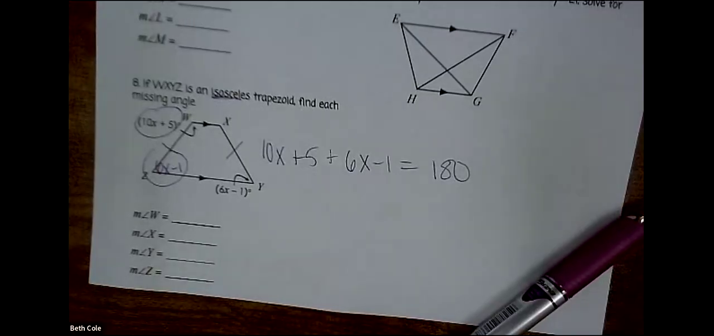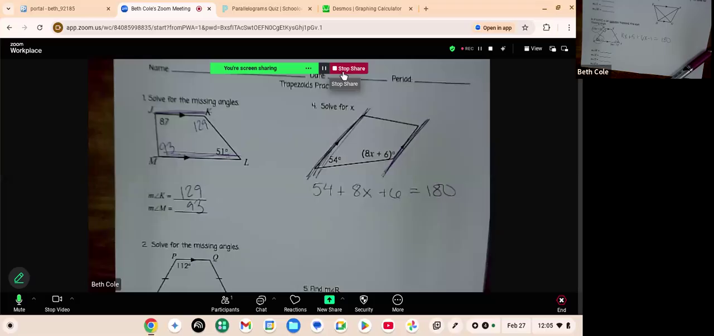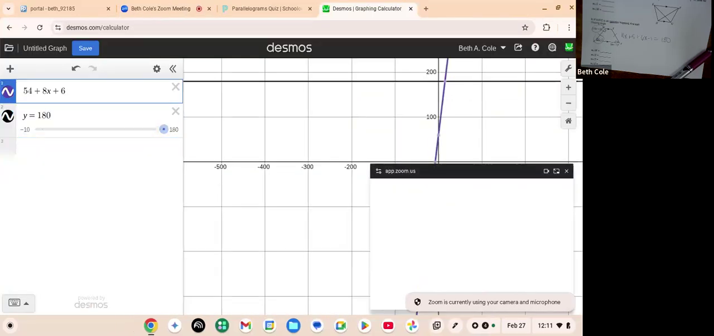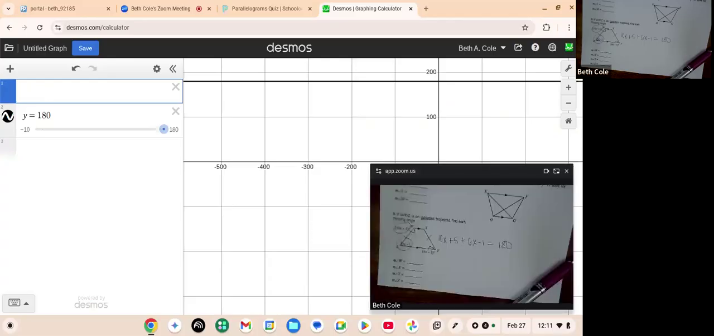All right, I am going to have to type that in the calculator because we have to get the next piece of information. So I'm going to put that whole left side of the equation into my calculator. And I already have y equals 180 in there, so I don't need to do that again. So what is it? 10x plus 5 plus 6x minus 1. Hey, we focus. I'm almost done. I'm going to click on the intersection. Where is it? I got x equals 11. But did they ask us for x? No.